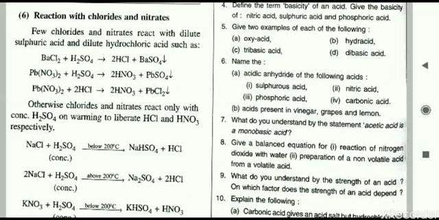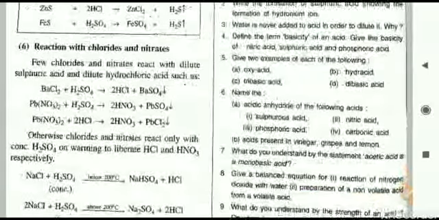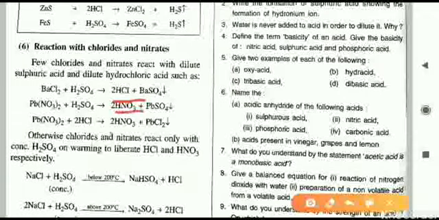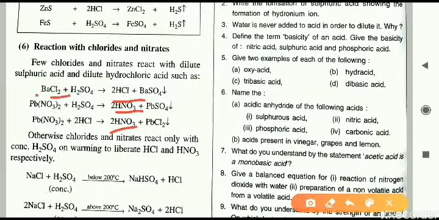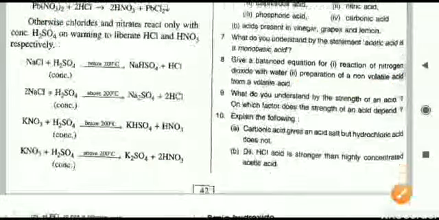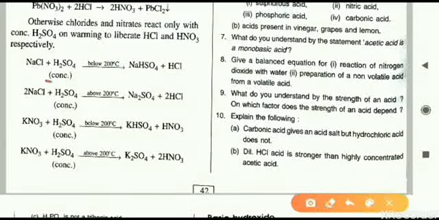Next we have the chlorides and the nitrates. Chlorides are Cl minus, a negative ion. Nitrates are NO3 minus, a negative radical. Now these chlorides and nitrates, they are very few. A few chlorides and nitrates react with dilute acids, and what is produced is HCl or nitric acid. That will depend on the nature of the salt. If you are using a chloride salt, you will get HCl. If you are using a nitrate salt like lead nitrate, then we will get nitric acid.